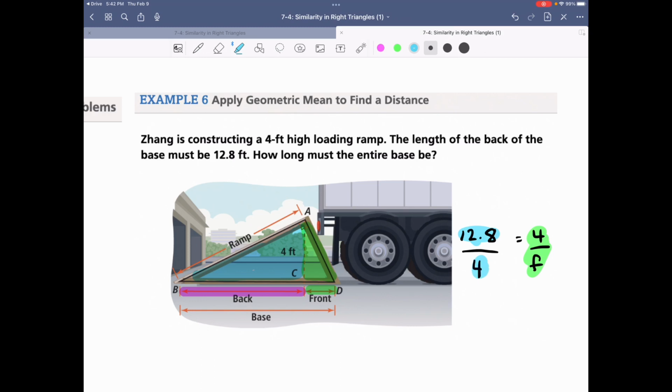So we're just going to cross multiply and divide. So 4 times 4 is 16. And then we can divide by 12.8. And that'll tell us the front piece. So 16 divided by 12.8 is 1.25. So that's the front piece.